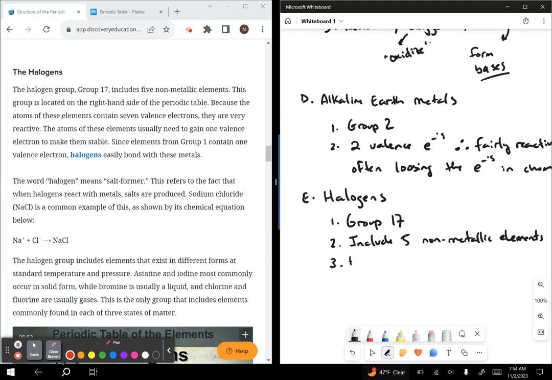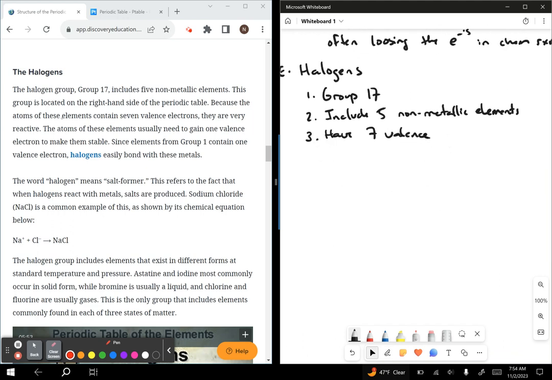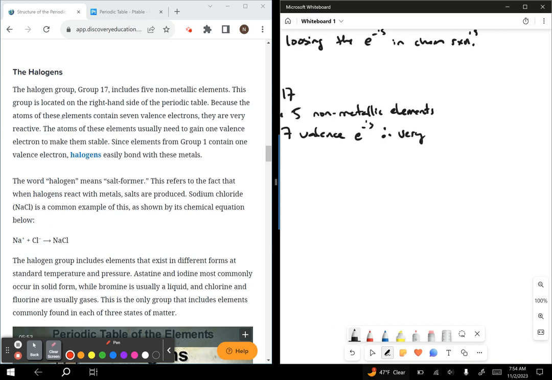They have 7 valence electrons, therefore very reactive. They just need to gain one electron. So they would typically become negative ions in that process, what we would call an anion. Since elements from group 1 contain 1 valence electron, halogens easily bond. Very active, especially with group 1.